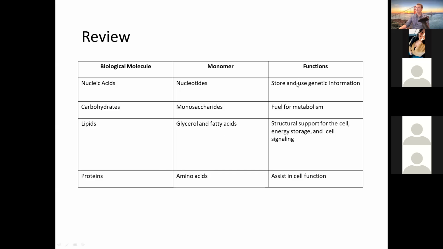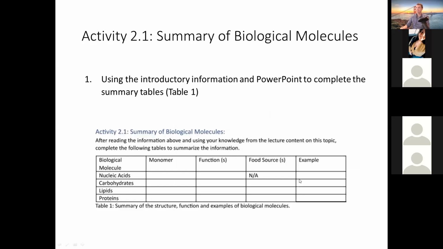And then the functions of each of these. Nucleic acids store and use genetic information. Carbohydrates are used as fuel for metabolism. Lipids are used for structural support for the cell, energy storage, and cell signaling. Proteins assist in a variety of cell functions, like enzymes and things like that. For your lab, you'll use this information to fill in the table and come up with some examples.